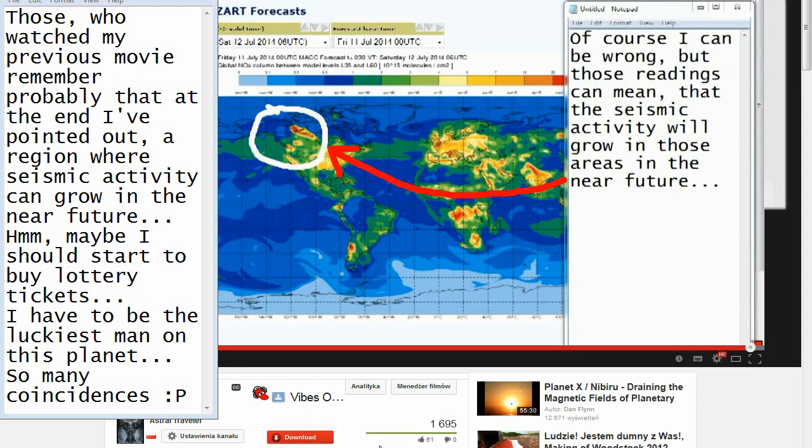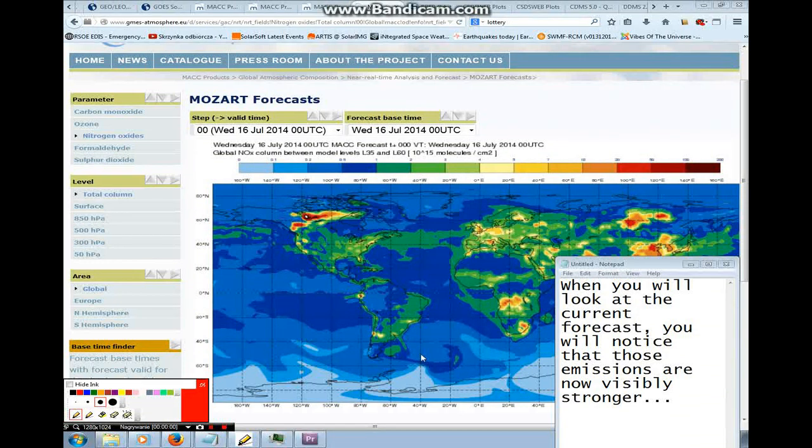Maybe I should start to buy lottery tickets. I have to be the luckiest man on this planet. So many coincidences. When you look at the current forecast, you will notice that those emissions are now visibly stronger.